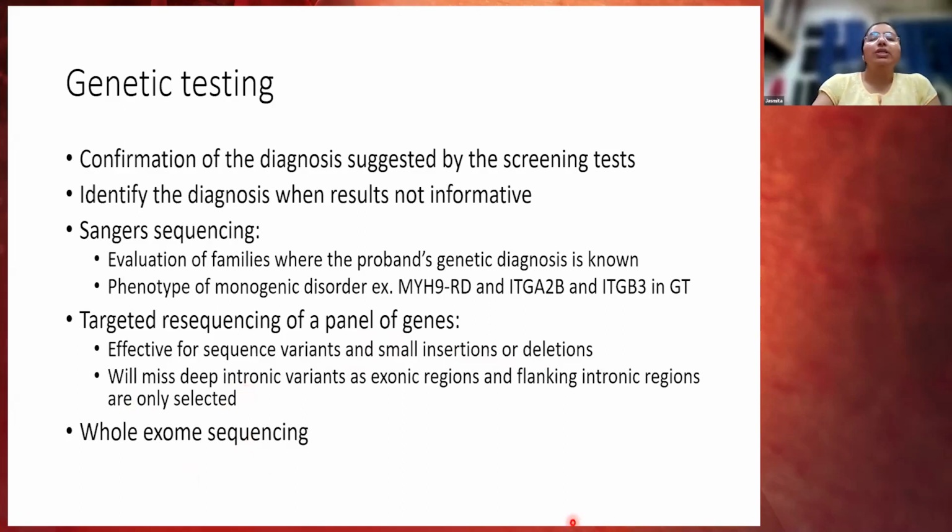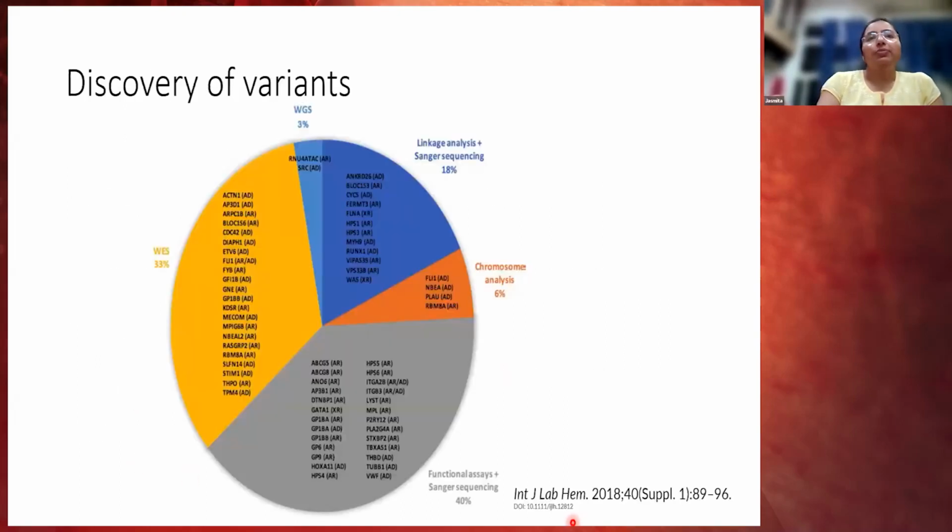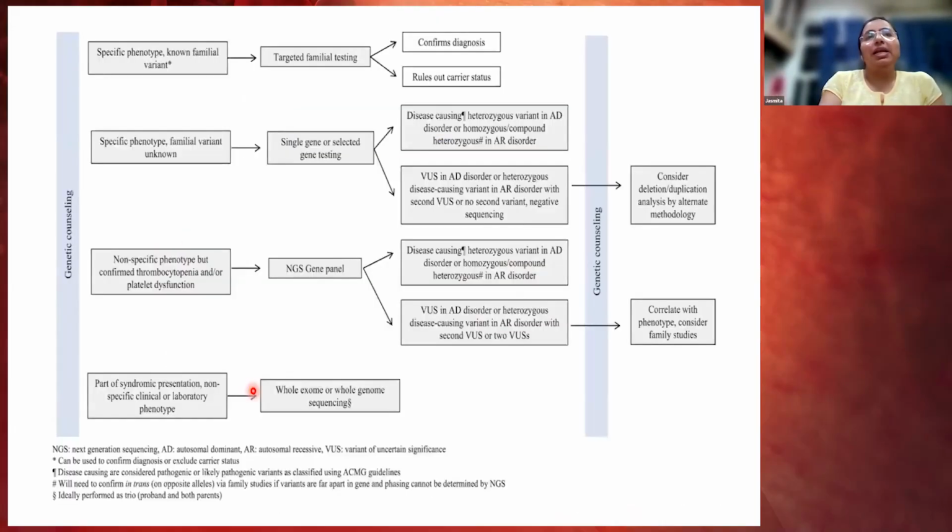The next approach is whole exome or whole genome sequencing. High throughput sequencing, as I said, has led to a very high rate of discovery of variants in platelet function disorders. So here you have a list of whole exome sequencing, which has contributed over 20 variants. And this is data of 2018. In the last 4 years, even more genes have been added to that list. This is one way that high throughput sequencing has helped.